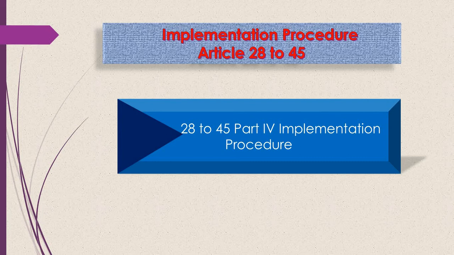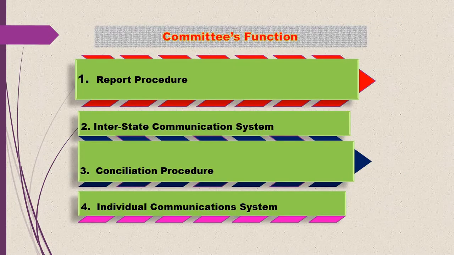The Human Rights Committee shall carry out the implementation of human rights provided in the Covenant in the following ways. These are the functions of the committee. First, the reporting procedure. Second, the interstate communication system. Third, the conciliation procedure. And fourth, the individual communication system.